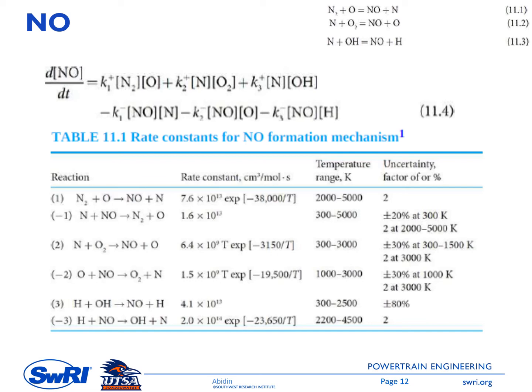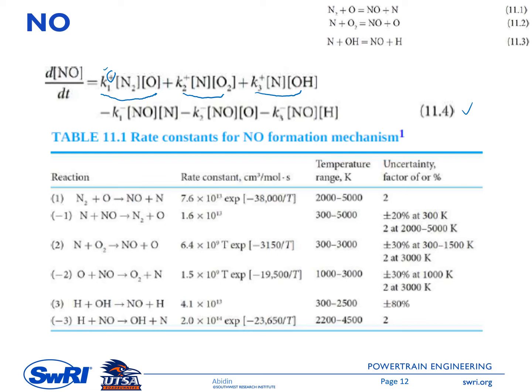We will have equation 11.4. So this is the formation of NO from reaction 11.1. This is from 11.2, and this one is from 11.3. K here is the reaction constant. It is with the upper sign of plus here. It means that this is for the forward reaction.